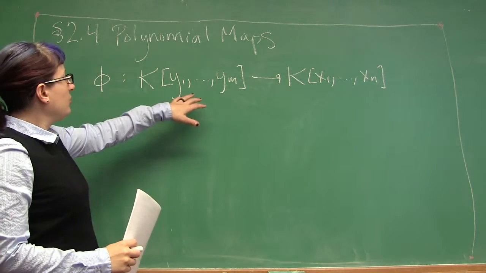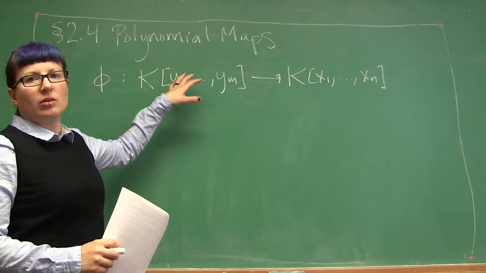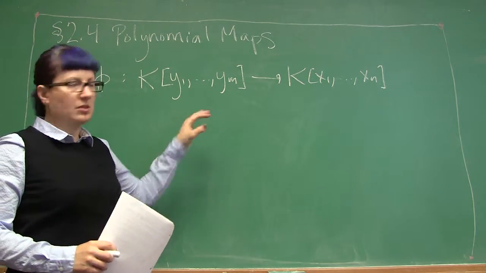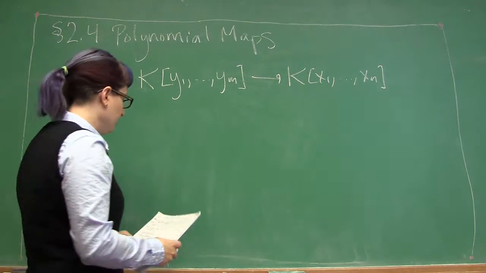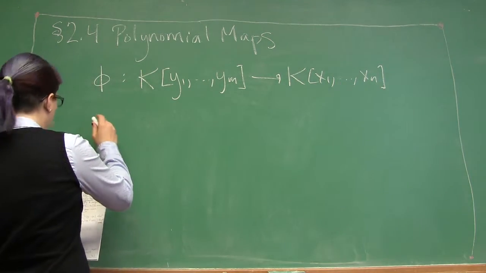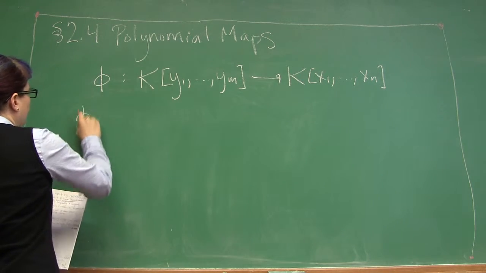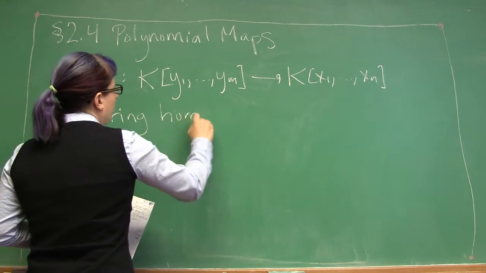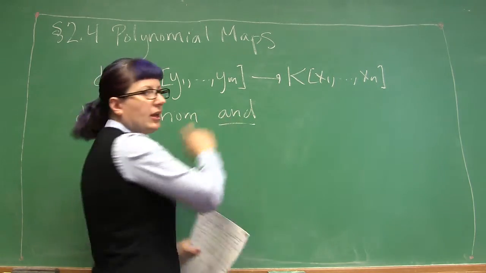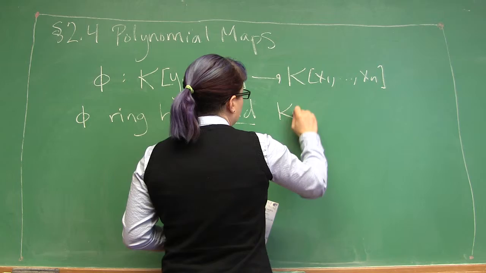We've seen that we can view these rings as both rings and K vector spaces, right? So what we want are maps that preserve both properties. These are called K-algebra homomorphisms, and they are both ring homomorphisms and K-linear transformations.